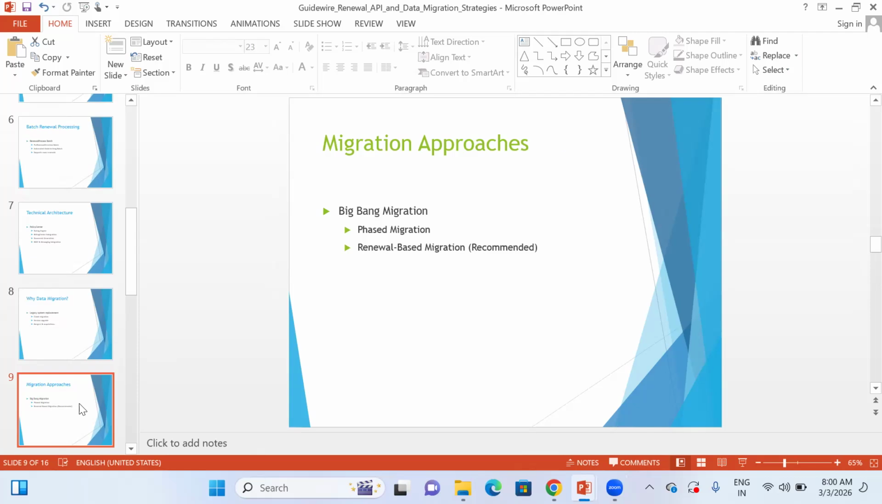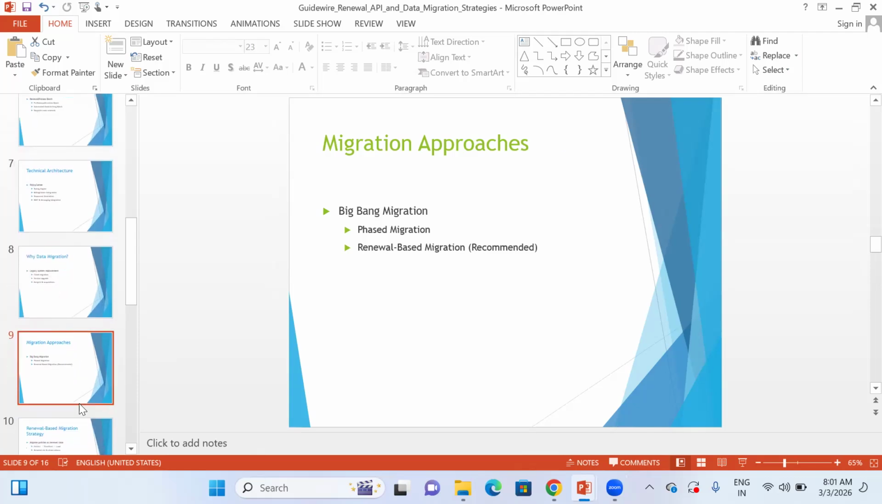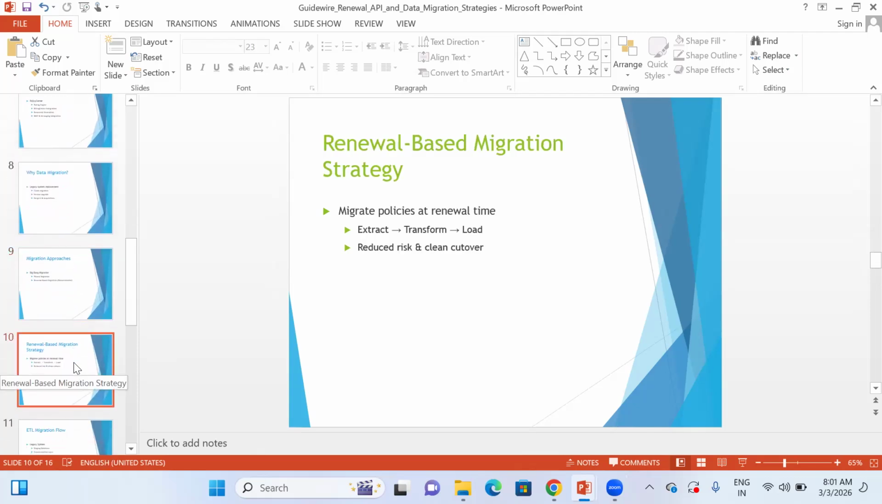At the same time, renewal based migration, as I told you, is more recommended than phase wise, renewal based migration. Because when any renewal comes, let's say 10,000 policies or 5,000 policies are in the state of renewal now, we do migration only for that, the remaining not. That's how generally these migration approaches are used here.